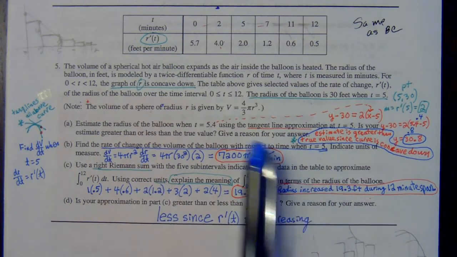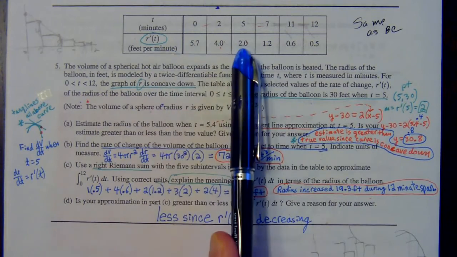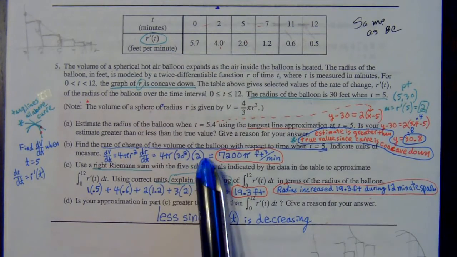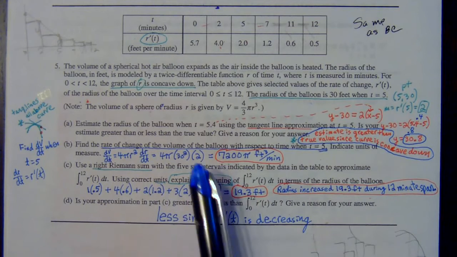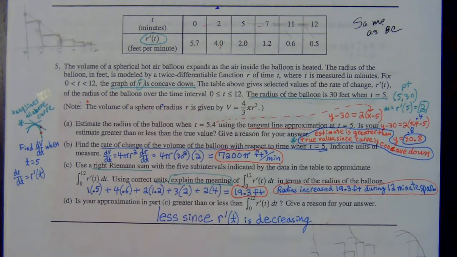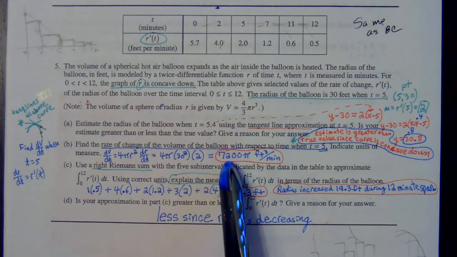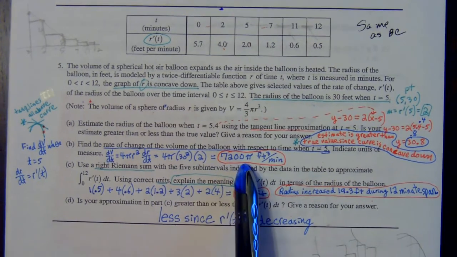So at t equals 5, r prime, or dr/dt, is equivalent to 2, and you had to do that without the calculator. So I did 900 times 4, I knew that was 3600, and then 36 times 2 is 72, so I got 7200 pi.